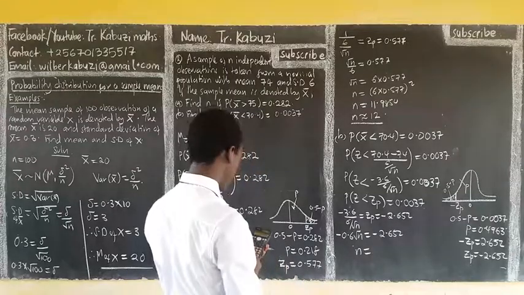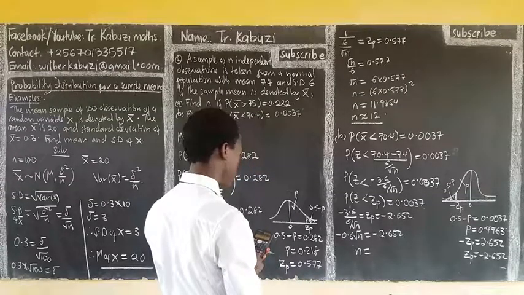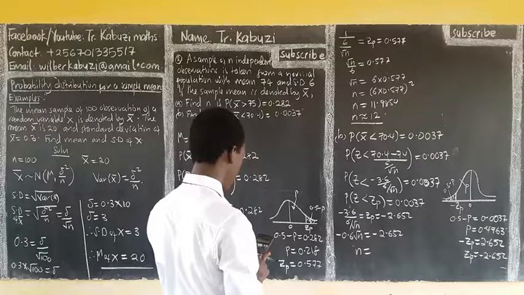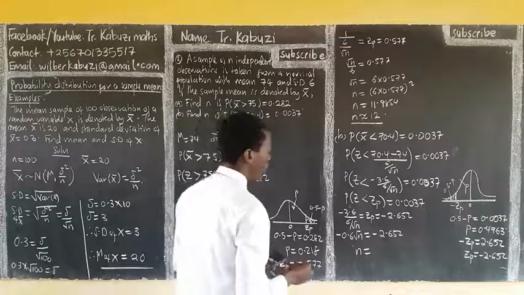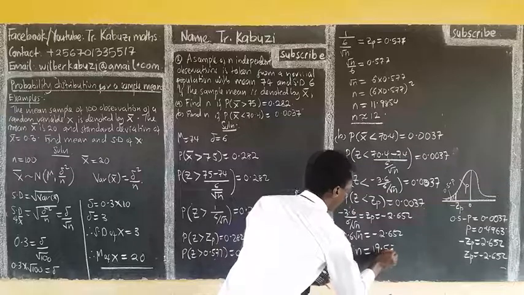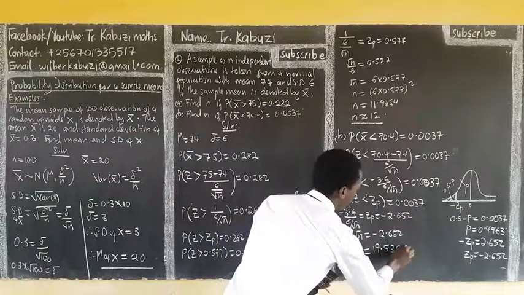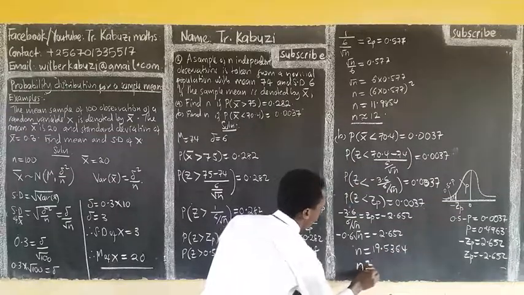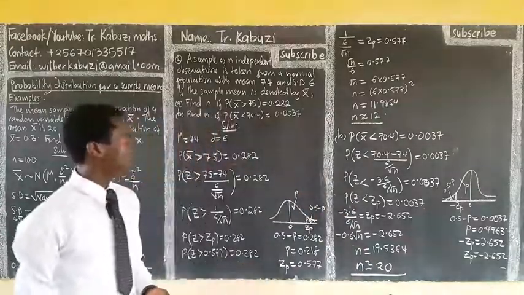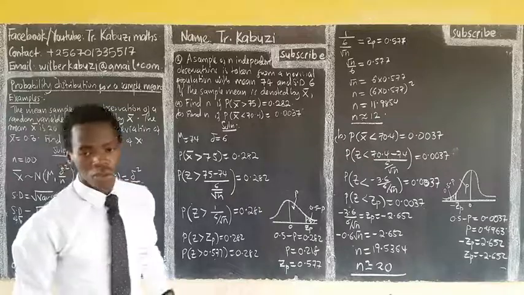And so there, my n will be, you square and you divide. If you do that, we get 19.5364. So our n approximates to the next integer, which is 20. So that's how we handle those two, members. I wish you well.